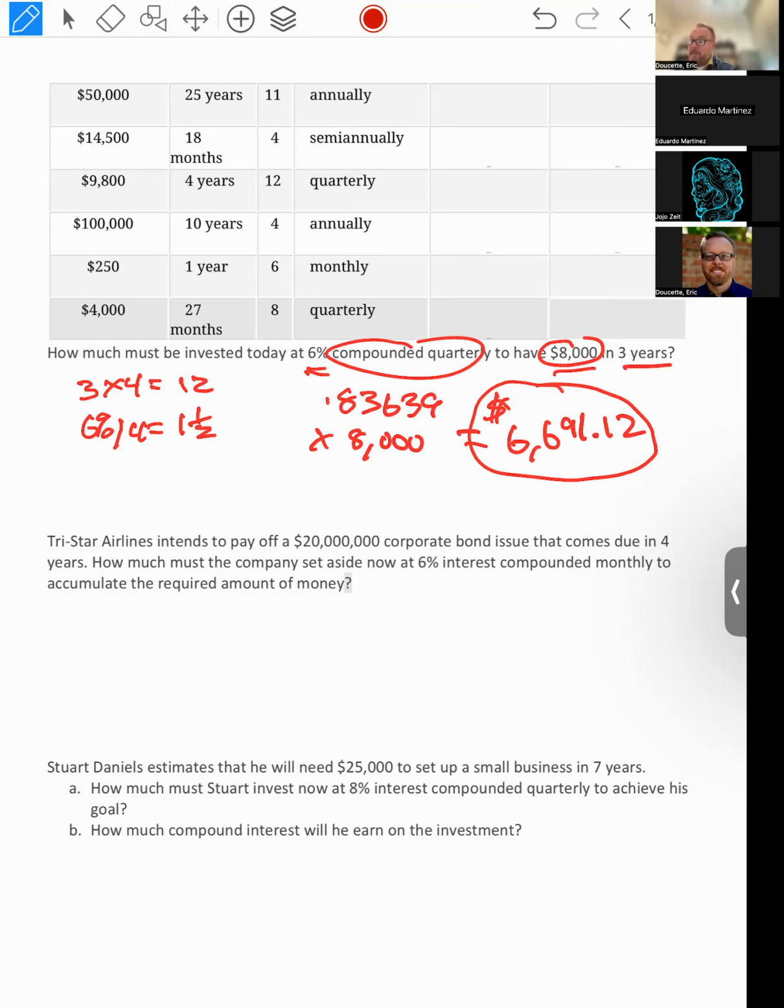TriStar Airlines intends to pay off a $20 million corporate bond issue that comes due in 4 years. So they're going to pay it off. How much must the company set aside now? So they're looking for the present value at 6% interest compounded monthly to accumulate a required amount of money. So 4 years times 12 means 48 times, right? 6% divided by 12 equals 0.5%. Okay, so I'm going to go to my table and look for 48 at 0.5%.